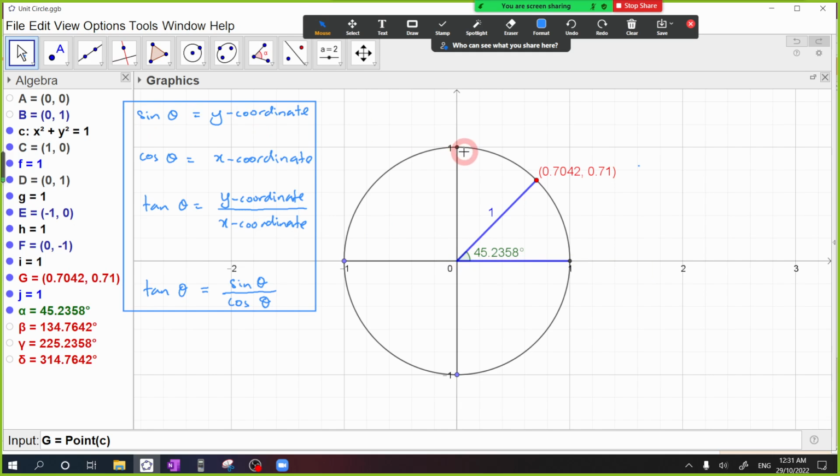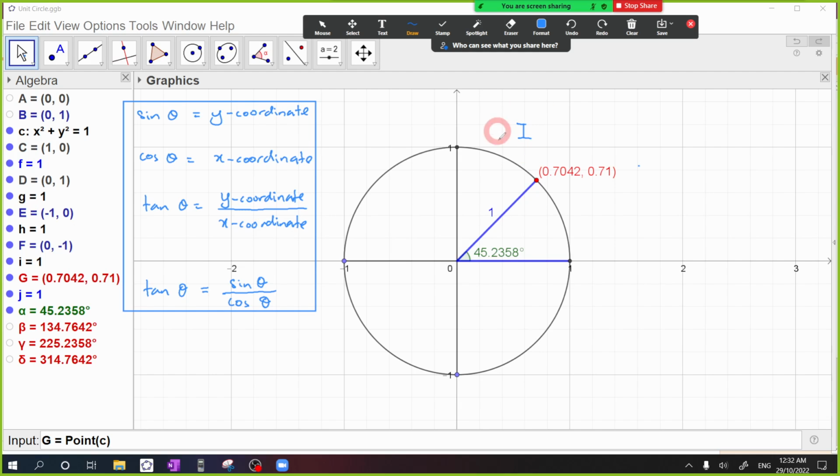If you have a unit circle, sine theta is equal to the y coordinate. Cosine theta is equal to the x coordinate. Tangent theta is equal to the y coordinate over the x coordinate. And tangent theta is also equal to sine theta over cosine theta. Since sine theta is equal to the y coordinate, cosine theta is equal to the x coordinate, and tangent theta is equal to the y coordinate divided by the x coordinate, any angle which is in this first quadrant, this is the first quadrant, second quadrant, third quadrant, and fourth quadrant.